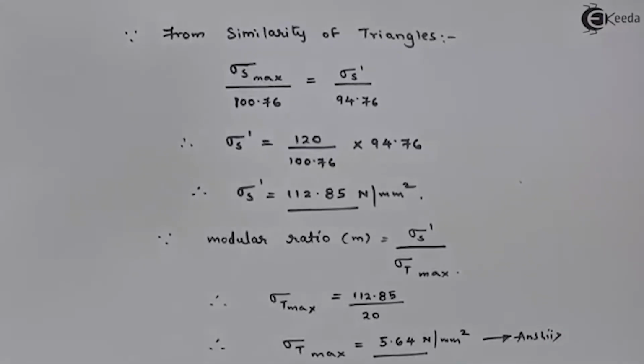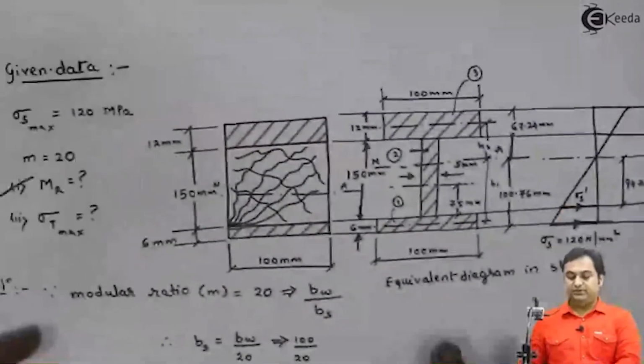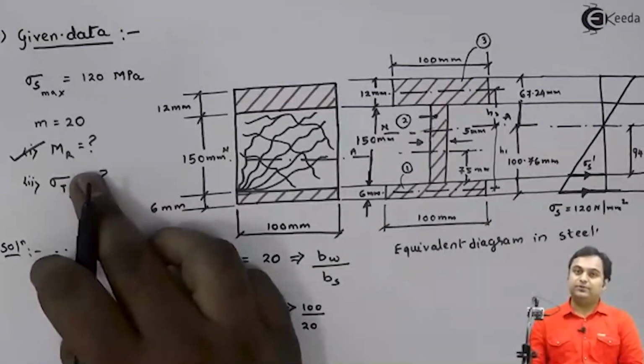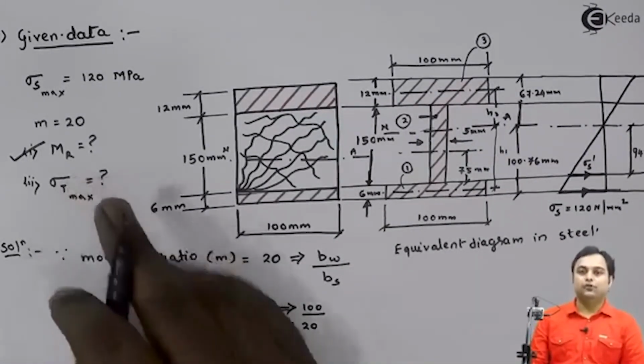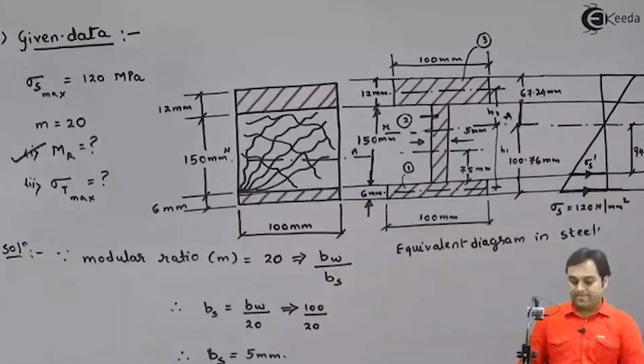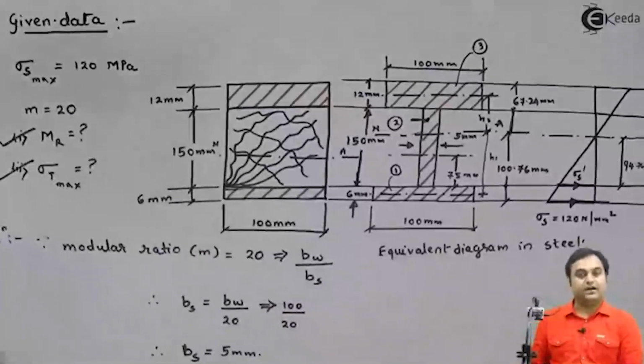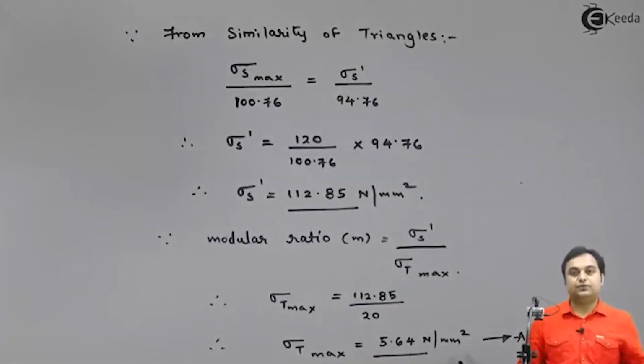So if I look into this question, they were telling us to calculate two things. First was moment of resistance. We had calculated moment of resistance, value was 14.23 kilonewton meter. The second part was maximum stress in timber, that we have calculated. The answer is 5.64 Newton per mm square. With this we complete the question.